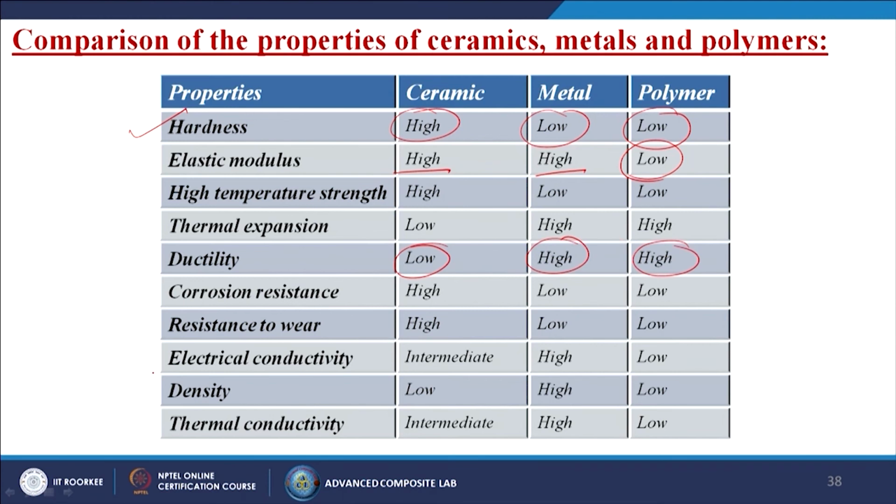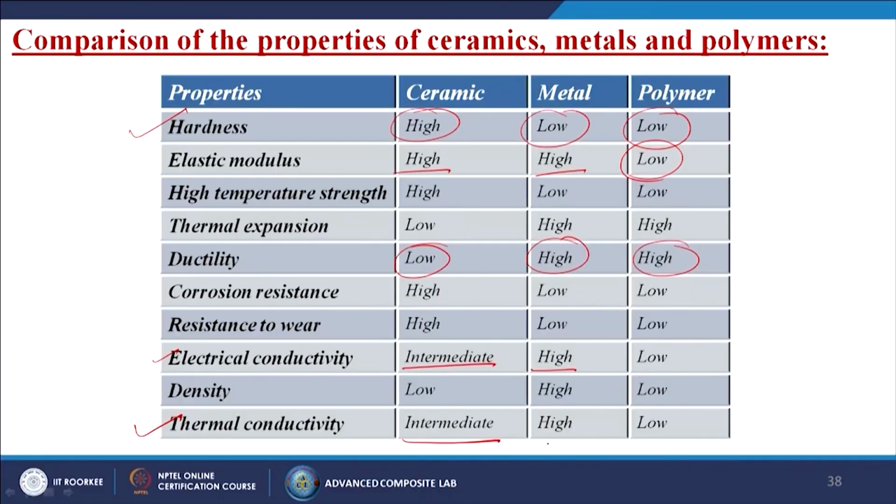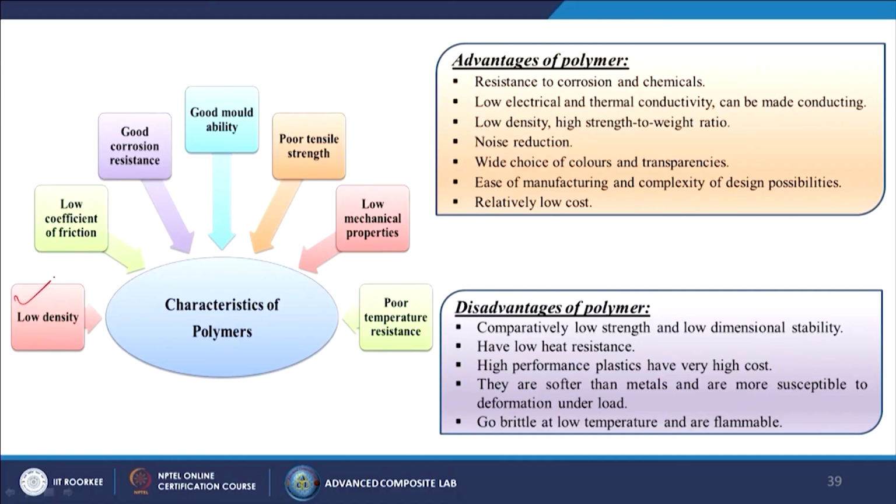If we are talking about electrical conductivity, generally for ceramic materials it is intermediate, for metal it is very high, but for polymer it is low; generally it acts as a kind of insulator. If we talk about thermal conductivity, for ceramic it is intermediate, for metal it is high, and for polymer it is very low. Now, what are the characteristics of polymers? Generally, a polymer has low density, low coefficient of friction, good corrosion resistance, good moldability, poor tensile strength, low mechanical properties and poor temperature resistance.